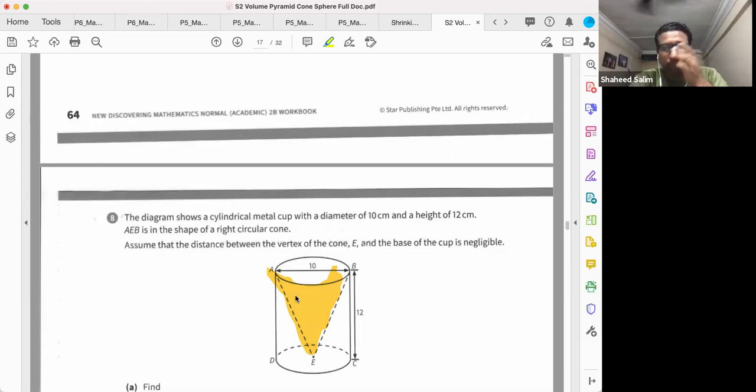Negligible. We are not doing that. We just want to find the volume of this one. Negligible means 0, or you don't need to worry about it. It's too small that you don't need to.